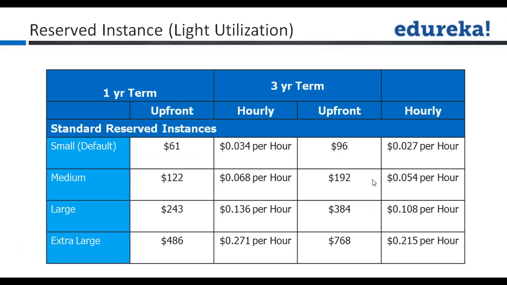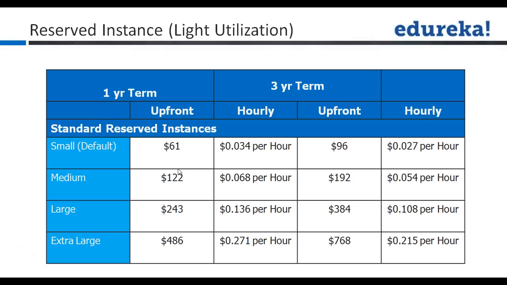Now, to show you how the cost would be: your small instance, which costs around 0.06 cents per hour, if you go for 1 year instance usage, you pay $61 upfront, and then you are paying 0.03 cents per hour. Now I'll do a simple math for you. Using my calculator, I am running 2000 hours into 0.034. That comes down to $68 plus the $61 upfront fee I have paid.